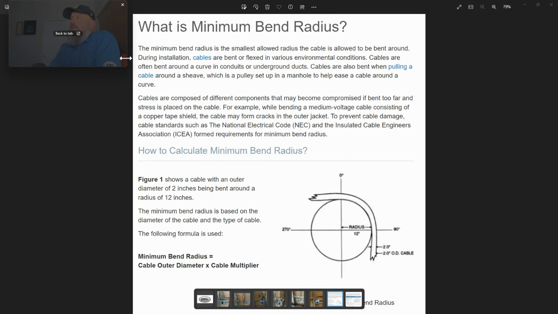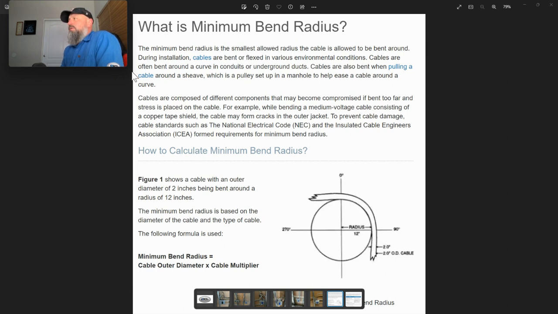So here is what is minimum bending radius. The minimum bend radius is the smallest radius the cable is allowed to be bent around. During installation, cables are bent or flexed in various environmental conditions. Cables are often bent around a curve in conduits or underground ducts. Cables are also bent when pulling a cable around a sheave, which is a pulley set up in a manhole to help ease cable around a curve.